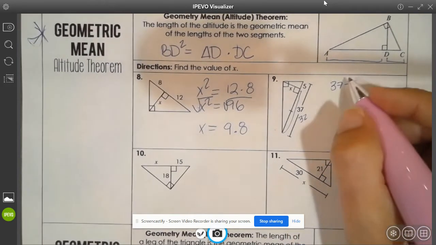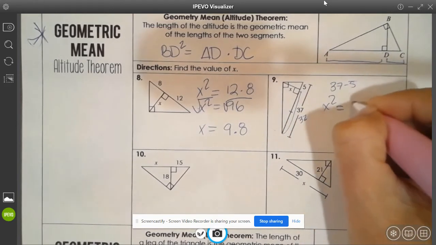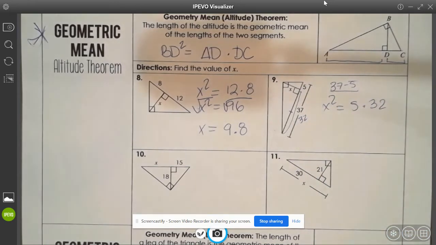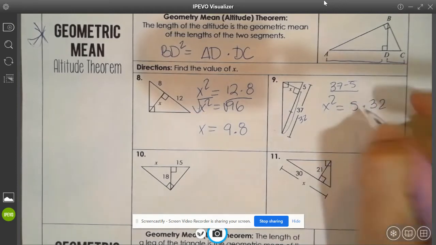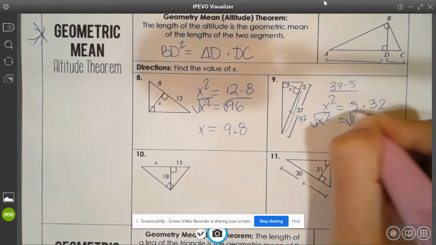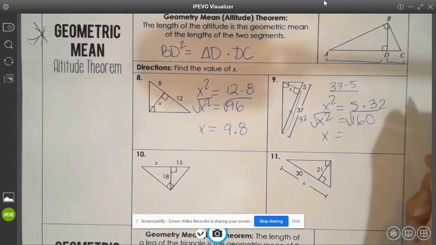So then we have x squared equals 5 times 32. Notice that you can mess up here because you can put 37 times 5 and it would be wrong. 5 times 32 is 160. And then you take the square root of that. So x equals the square root, which is 12.6.